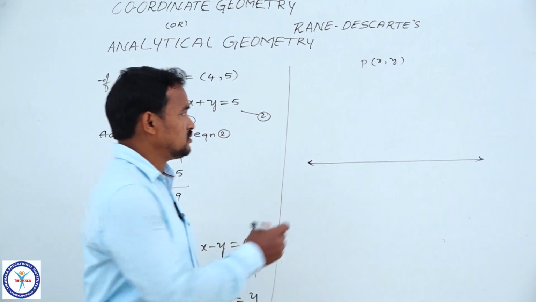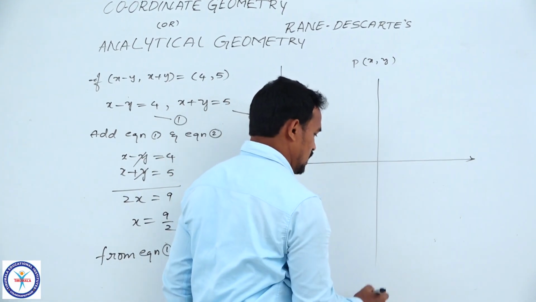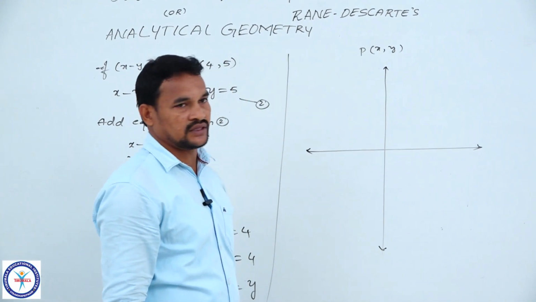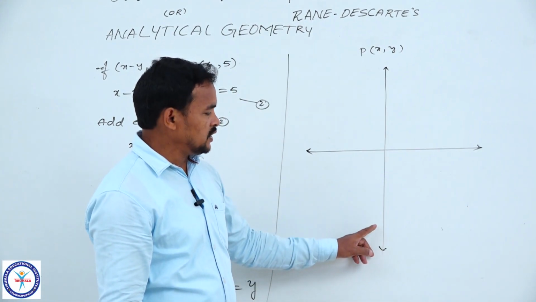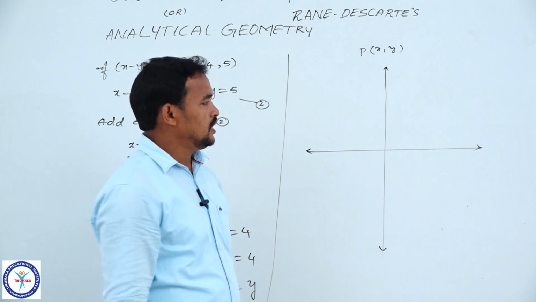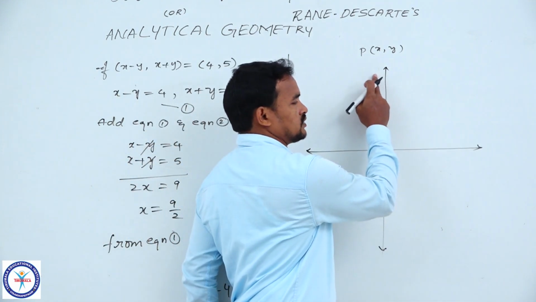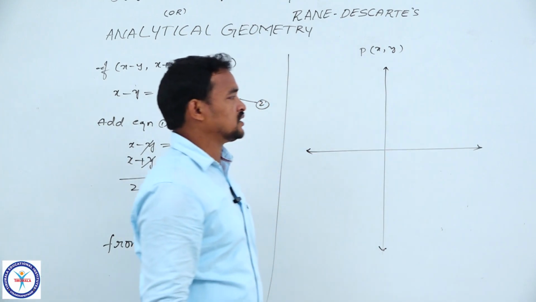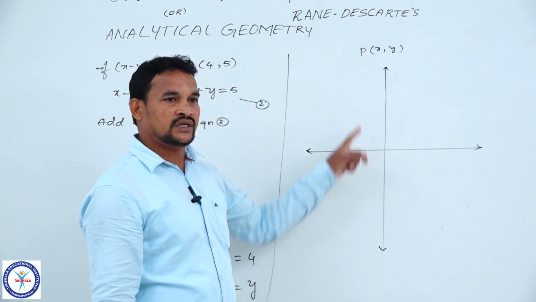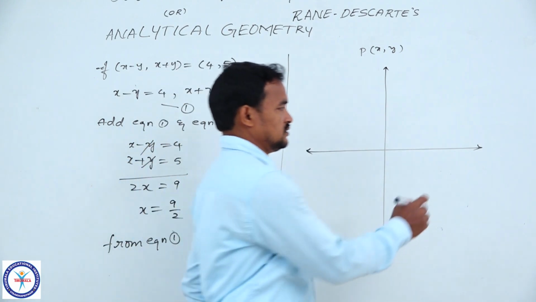One more line you take like this. Here we observe this straight line is perpendicular to the earth. If any line is perpendicular to the earth, it is called a vertical line. It is called a horizontal line, and it is called a vertical line. In our concept, the horizontal line is called the x-axis, the vertical line is called the y-axis.